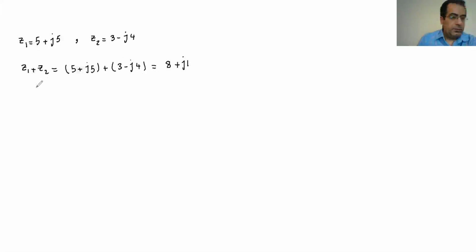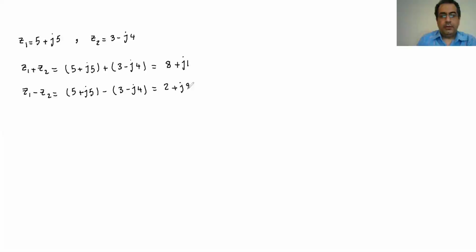Similar to that, if you want to subtract, it's also the same. So z1 minus z2 is going to be 5 plus j5 minus 3 minus j4. Again, you subtract the real parts and subtract the imaginary parts. So if you subtract the real parts, it's going to be 5 minus 3, so it's going to be 2. And for the imaginary parts, it's going to be 5, then the negative becomes plus, so it's going to be 9. So it's going to be j9. So you do that.